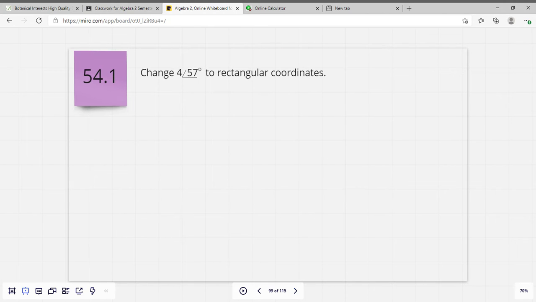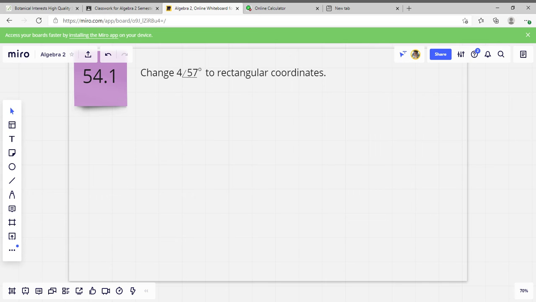All right, so how do we change a polar coordinate to a rectangular coordinate? Change 4 at 57 degrees to a rectangular coordinate. So first we're going to kind of draw it out. And 45 would be right in the middle, so it's probably more like right there, and it's 4 long, and we got to figure out what it would be. All right, so what we're going to do is we're going to turn this into a triangle.